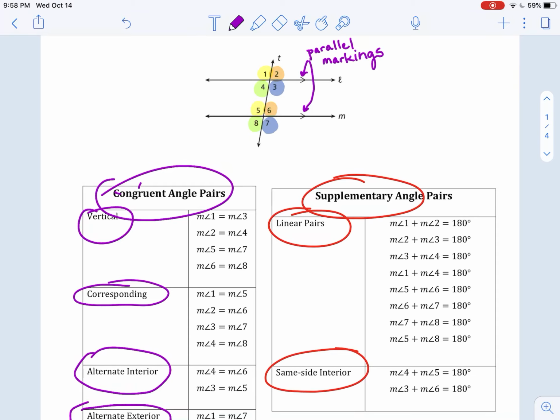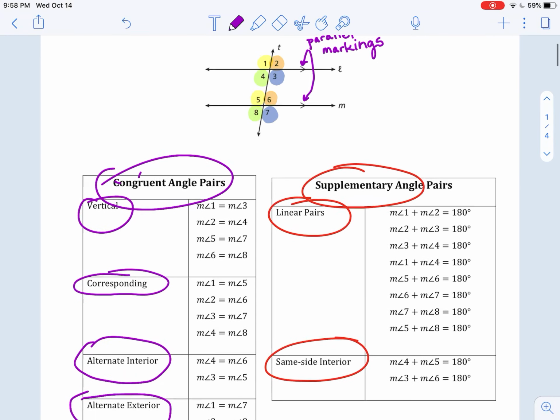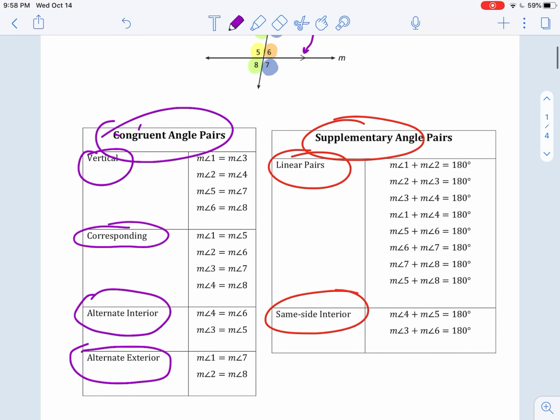Anytime we have vertical angles, and again, those only need two lines to be formed, just like we learned in chapter 1, of course, they're congruent. We learned that. Their measures are equal. But now these new angles that we've learned about, corresponding, alternate interior and alternate exterior, their measures will also be congruent, so we can set their measures equal.